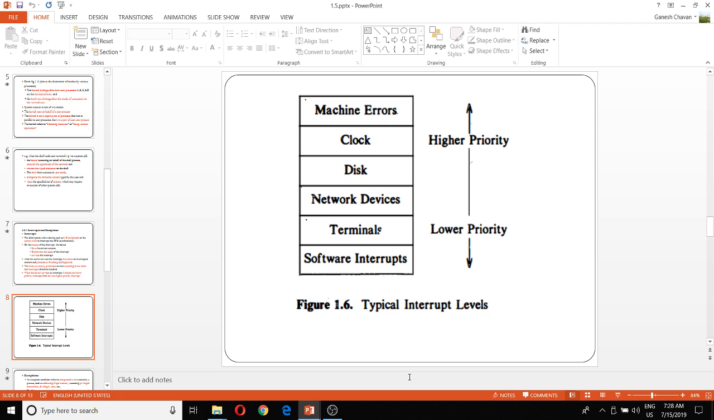Machine errors, clock, disk, network devices, terminals, and software interrupts. These constitute the left hand side of the diagram. Machine errors are at the top, while software interrupts are at the bottom.